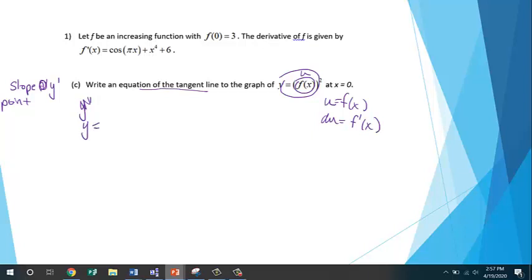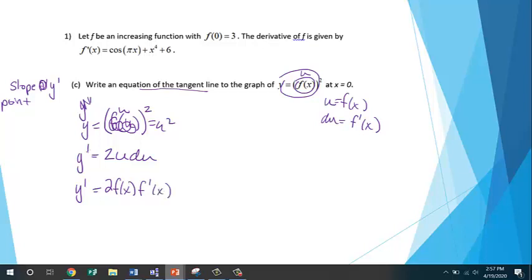I will be using that information. Before I find y prime, I'm going to say that y is really u squared. A little messy, but there we go. Now when I take the derivative, y prime is going to equal the derivative of u squared, which is 2u du. Now I'm going to plug things back in that I know. So y prime is equal to 2 times u. Remember, my u is f of x, and then my du is f prime of x. I'm looking to get the slope, which is the derivative at x equals 0. So now I'm going to plug in 0, and I get 2 f of 0 times f prime of 0.